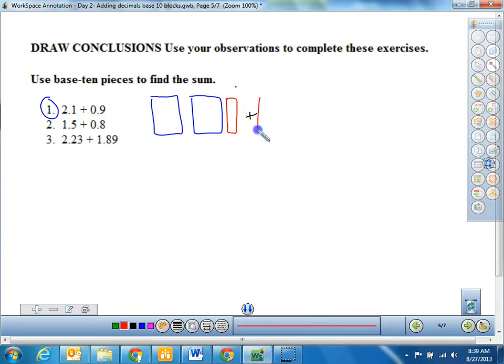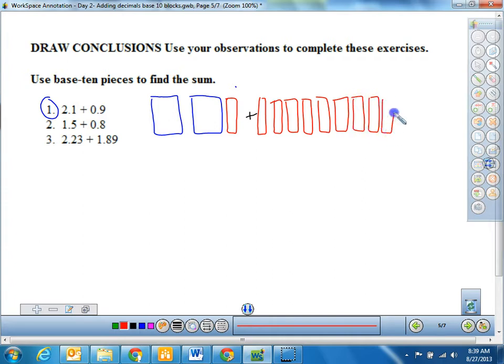And then I have, on the other side, I have 9/10. So I'm going to add 1, 2, I'll try and go kind of quickly, 3, 4, 5, 6, 7, 8, 9. Okay, so we have 1, 2, 3, 4, 5, 6, 7, 8, 9. So when we look at this part right here represents my 2.1, and this part right here represents my 0.9.